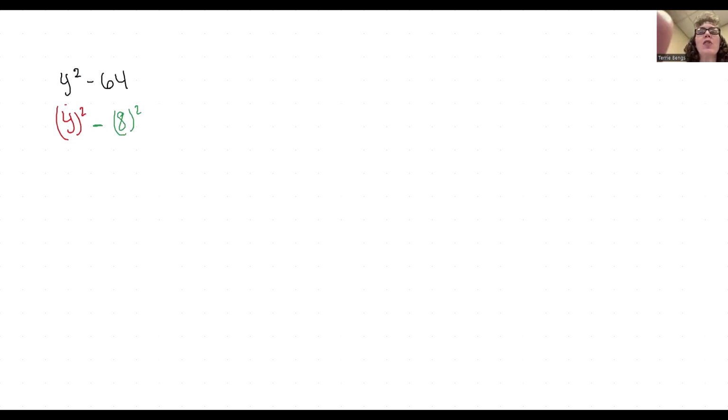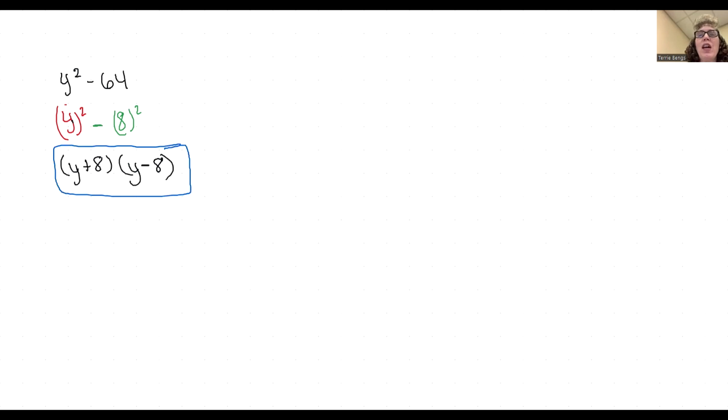So when we write the difference of two squares, we literally just make two sets of parentheses. We put whatever's in the first squared, which was our y, in each one. And then it will always be a plus and a minus. And then whatever was squared last, which is our 8, the square root of that 64. So we have y plus 8 times y minus 8. And this is actually completely factored. That is a difference of two squares.